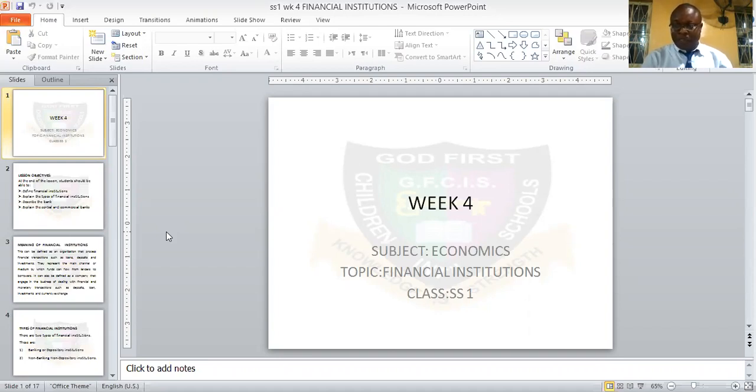Then durability. Money should be able to last for a long period of time. We also discussed homogeneity. Homogeneity simply means money must have the same size, quality, and shape. When we look at all these currencies, they must have the same color, the same size, and the same quality. We also discussed scarcity. Money must not be scarce, so that people can get it on time to use it to consume or to buy, or for buying and selling of goods and services.